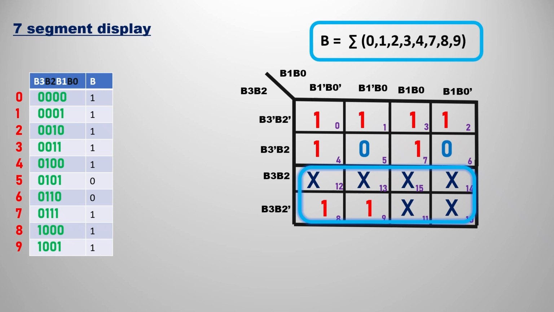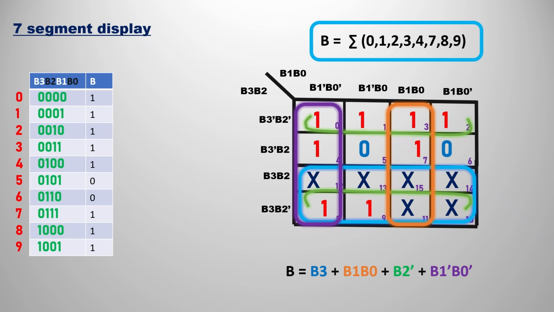We can make the largest group, which is B3. Then we can make another group of 8 elements as you see there, in the 1st row and the 4th row, that is the corner grouping. Then we can make a group of 4 elements in purple color, and another one in orange color. After that there is nothing left over. So this is the final output expression for B: B3 plus B1 B0 plus B2 bar plus B1 bar B0 bar. If you are confused, check it out, just match the group colors, same group same color.